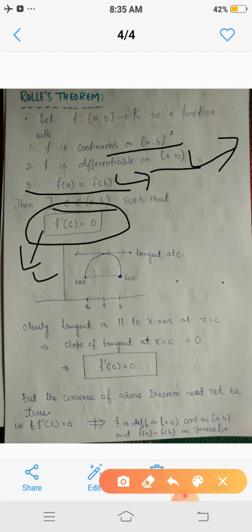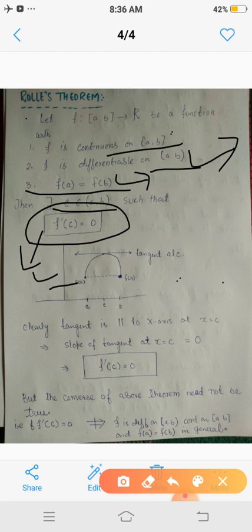Also f(a) equals f(b). Here f(a) is a point on the y-axis, and f(b) is also a point on the y-axis, which implies that both these points, f(a) as well as f(b), lie on the same line which is parallel to the x-axis. This means that f(a) equals f(b).